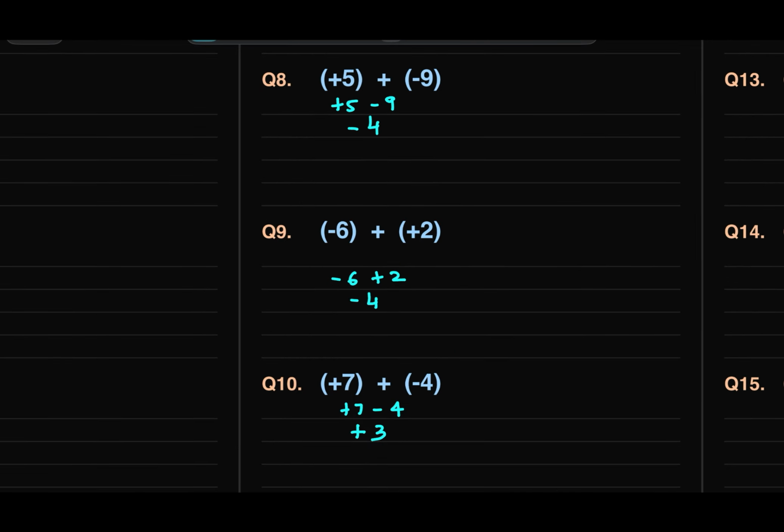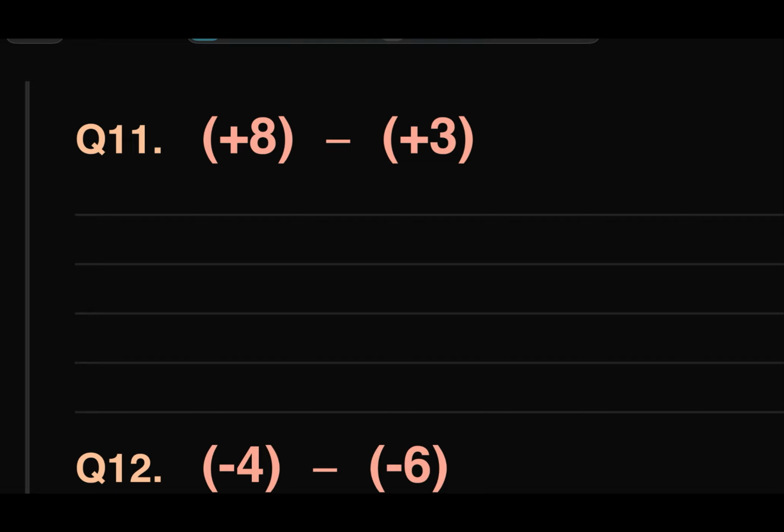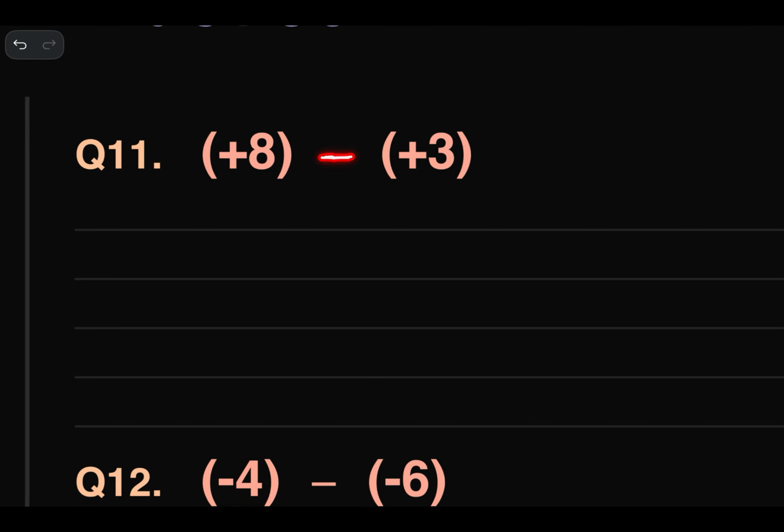Now in subtraction, let us see what we have. In subtraction, there is one additional step that you have to do. Everything else is the same. That step is at the beginning of the sum only. Let us see what I'm talking about. When there is a subtraction sign in between two integers, the common rule I want you to follow is keep, change, change.